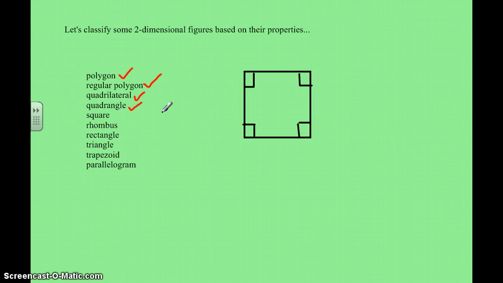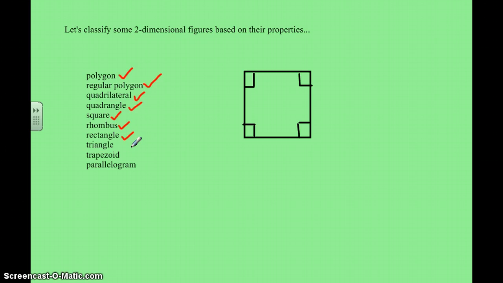Is it a square? So remember, a square is a figure that has four of the same length sides, and it has four right angles. So these sides are all the same length, and it has four right angles. So yes, it is a square. Is it a rhombus? Remember, a rhombus is a figure with all the sides that are the same length. And yes, this has all the sides that are the same length, so it is a rhombus. Is it a rectangle? Well, remember, a rectangle is a figure with 4 sides, okay, and 4 right angles, and that we do have, so this is a rectangle.